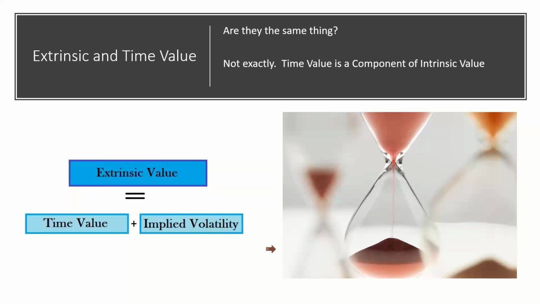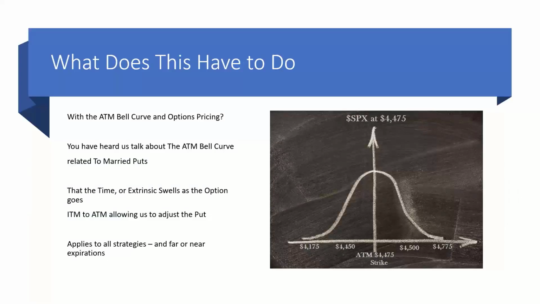Again, they're not exactly the same thing. Extrinsic value is the value of the option that is not intrinsic price. Extrinsic value is comprised of the time value and the implied volatility of the option, which fluctuates as the stock moves, or in a nervous market or a hesitant market. Time value is not really extrinsic value. Time value is more of a component of the extrinsic value. And there's another factor that comes into play as well.